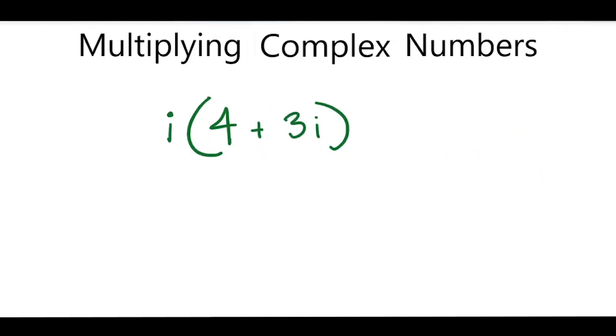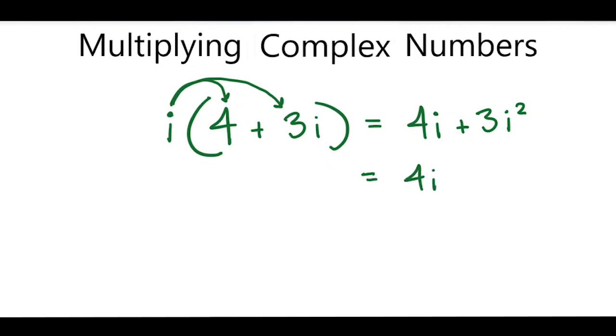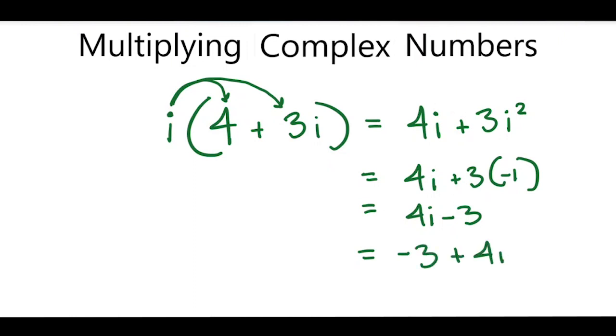Here I have i times (4 plus 3i). So we'll just do the distributive property. We'll do i times 4 and i times 3i. And that gives me 4i plus 3i squared. And remember that i squared is negative 1. So this is 4i plus 3 times negative 1. So we have 4i minus 3. And remember, when we put these in standard form, you always want the real part to go first. So that means that this is negative 3 plus 4i.